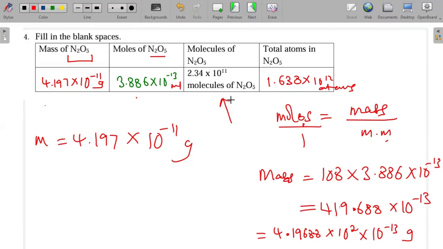Okay, so in another case, they can just give you maybe the mass, and then they tell you to find the rest. So from the mass, you will know how to find the moles. After you find the moles, you change them to number of molecules. After you find the number of molecules, you change them to the number of atoms, and then you're done. So that's how you're going to do it.